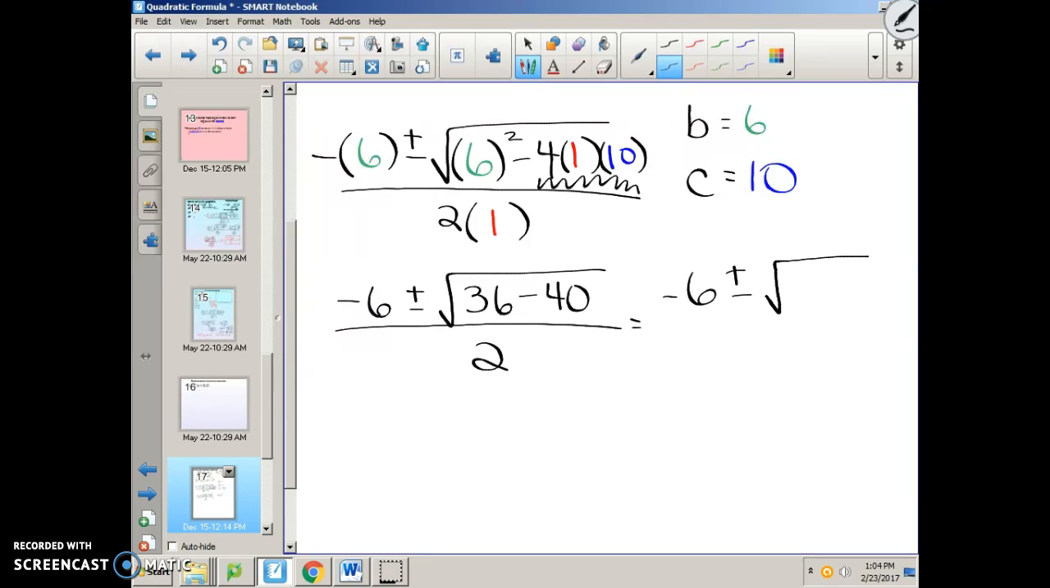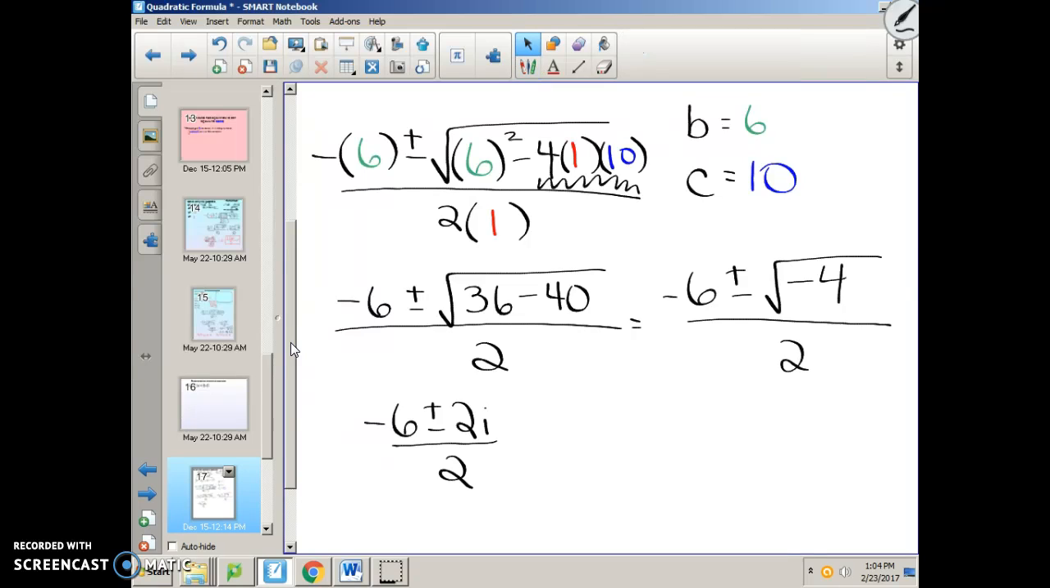Continue shrinking down. Negative 6 has not changed. 2 has not changed. But 36 minus 40, well, that's negative 4. Do not forget that negative. Negative 6, again, is the same. Don't forget your plus or minus. The square root of a negative means I need an i. So if you forgot that, go put it back. Square root of 4 is 2. All right, well, that's cool. That wasn't too scary.